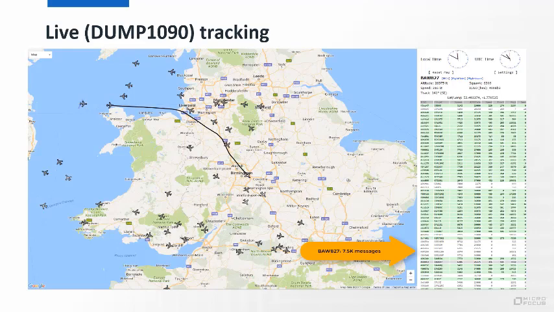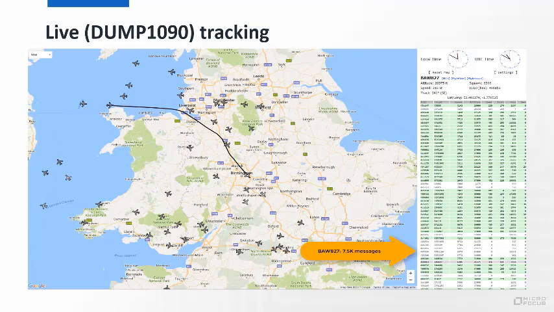In this 5-minute time-lapse image, I have highlighted one flight, BAW 827. I first captured signals from this aircraft over Anglesey in North Wales, and 5 minutes later it was flying over Birmingham. I suspect it was about to join the M40 down towards London and no doubt catch the traffic on the M25. In that 5-minute window, I received 7,500 messages from that single aircraft. That's approximately 25 messages per second.